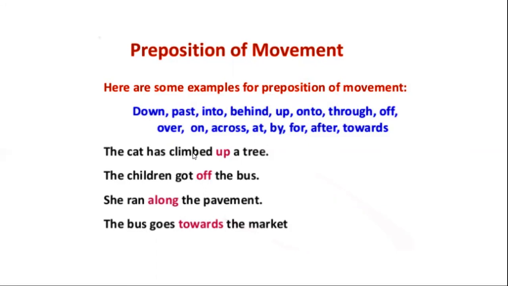The cat has climbed up a tree. So what happened? The cat has climbed up a tree. So it shows a movement. So here the children got off the bus. So this also shows the movement. So these are all called prepositions of movement.